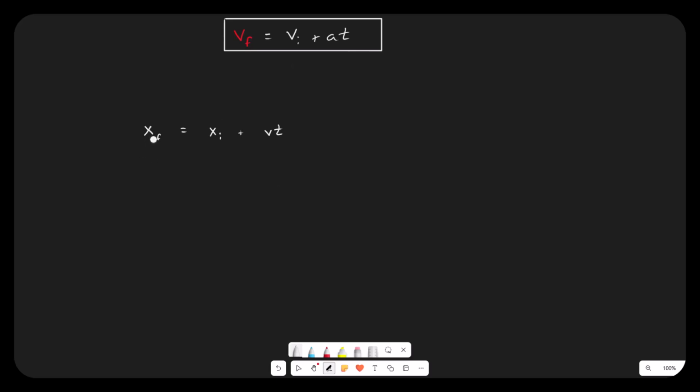This equation will still work if for the v, I plug in an average speed. Now an average speed, that's going to be half of v initial plus v final. So I'm going to put that in for v. I get x final equals x initial plus half v initial plus v final, that was my v average, multiplied by time.